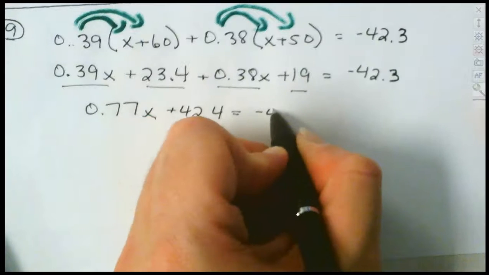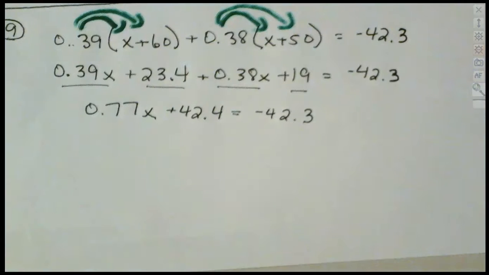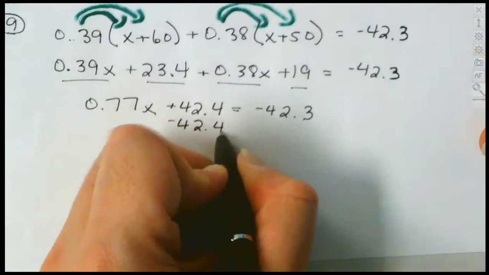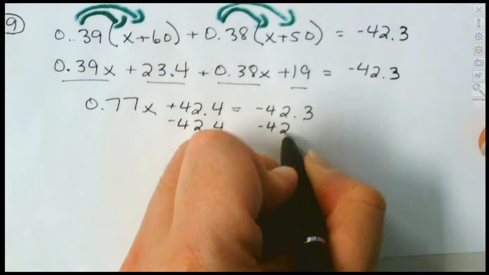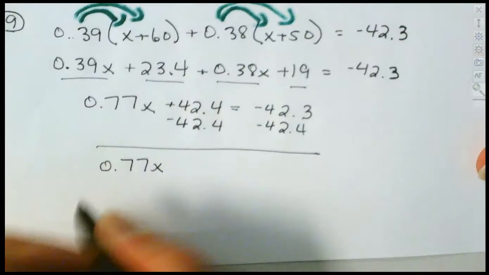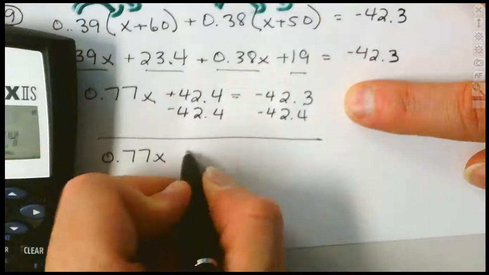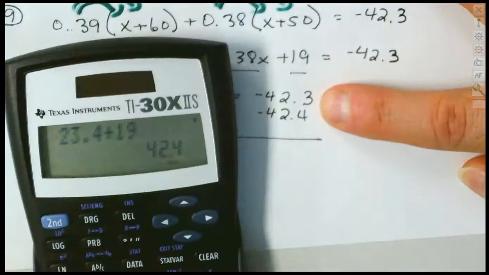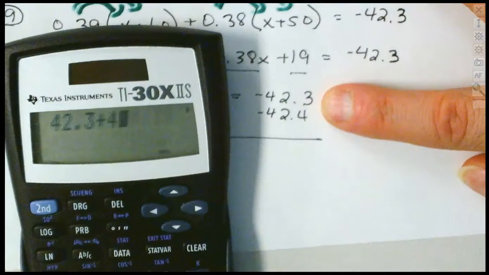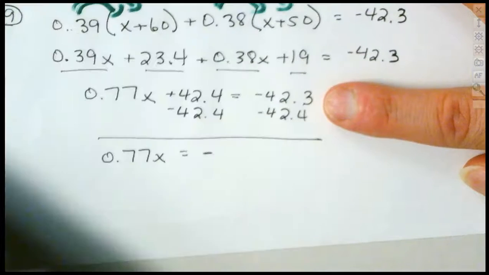And that equals now minus 42.3. Move it over with subtraction. So move that 42.4 over with subtraction. And that gives me a 0.77x. These are the same, so they're going to be added together. You know our sign's going to be negative. And we'll just put those together. So 42.3 plus 42.4 gives me 84.7.